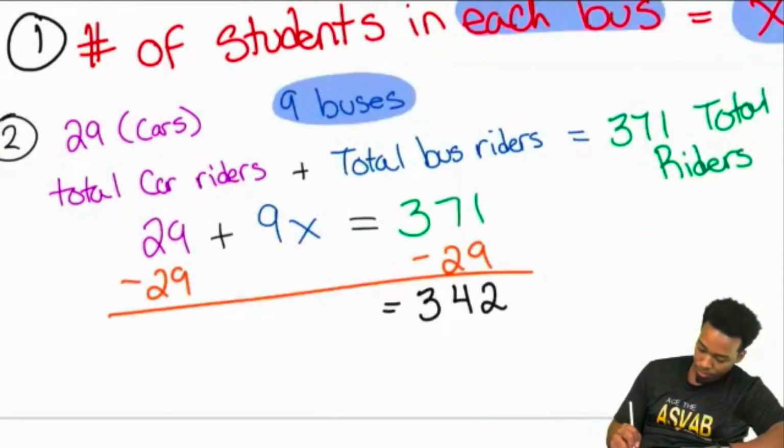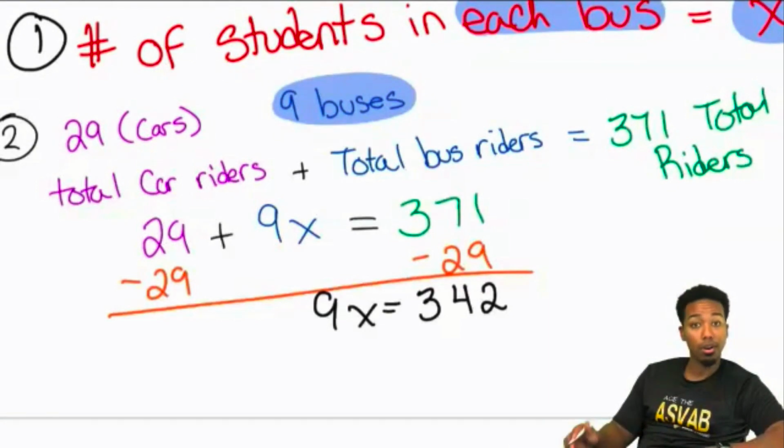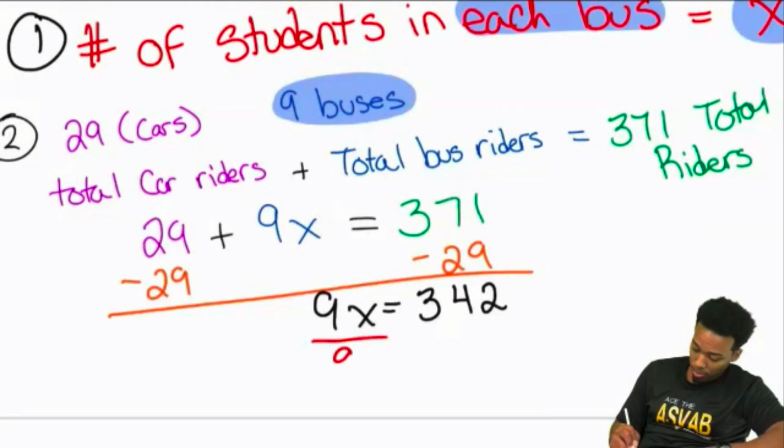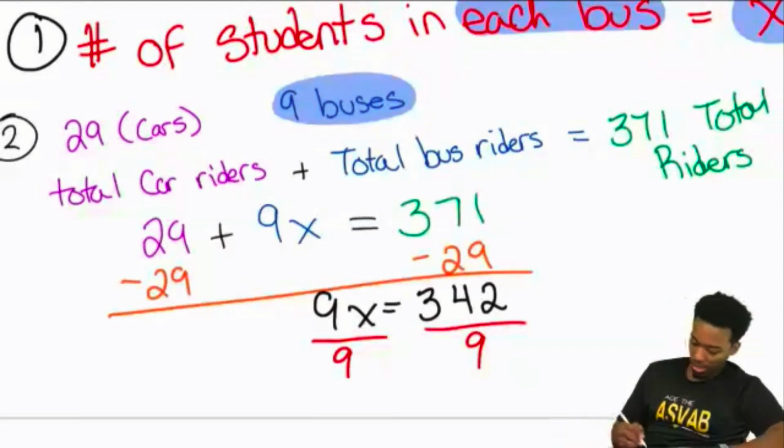342. Nice and easy. And then bam, now what we're going to do is divide both sides by 9 and you're all set. Booyah. So divide both sides by 9. Done. And so here we go. 9 going into 342. Well, I know that 9 can definitely go into 360, 40 times, but it's going to be 2 less than that, 18 less than that. So that's going to be 38. If my mental math is correct, the answer is 38.